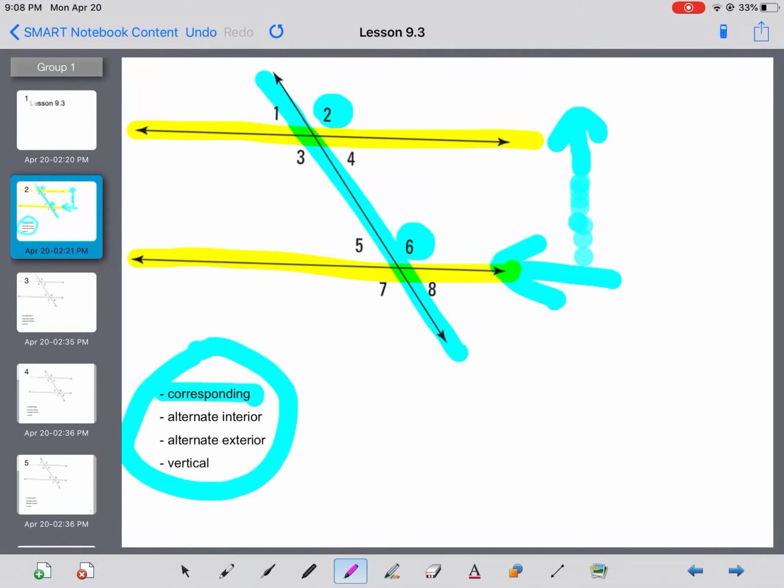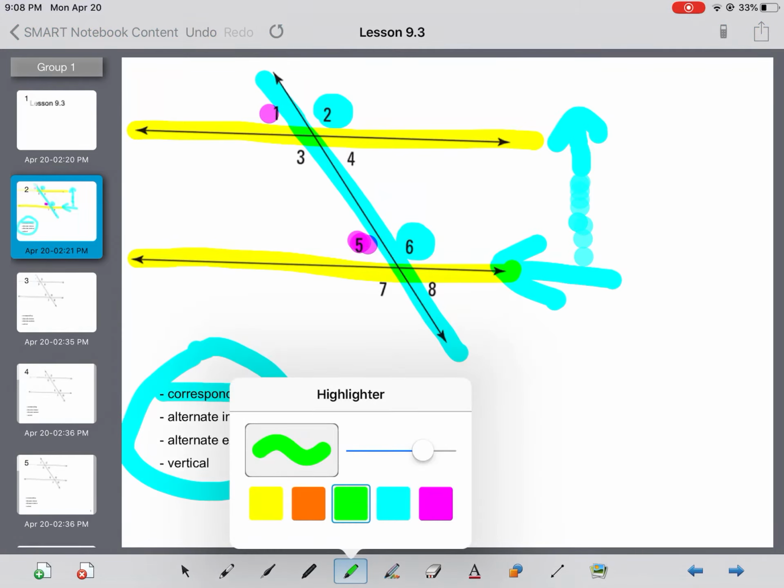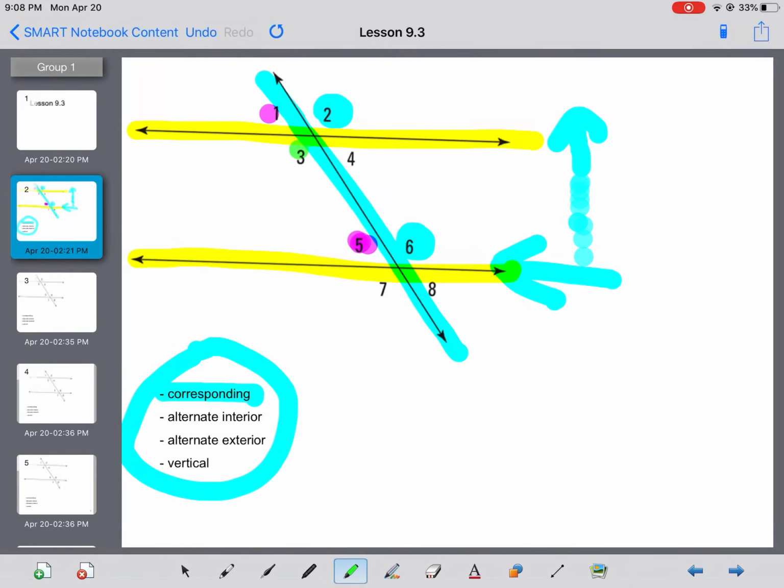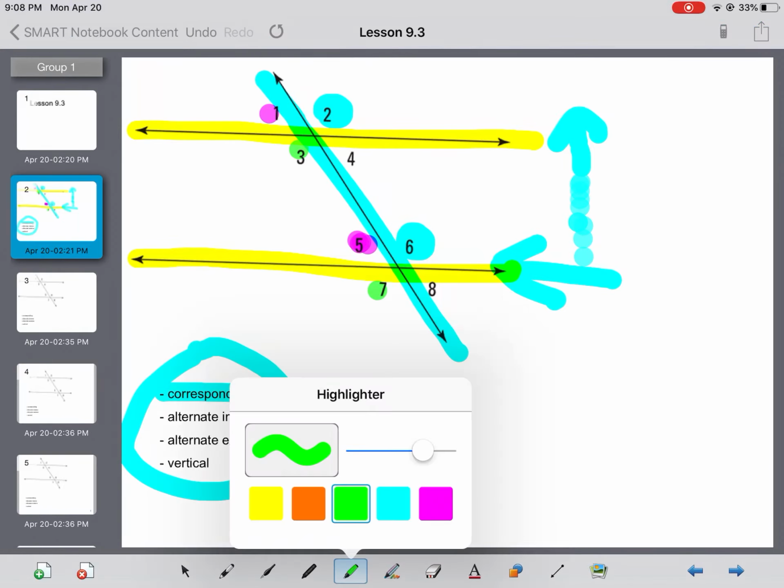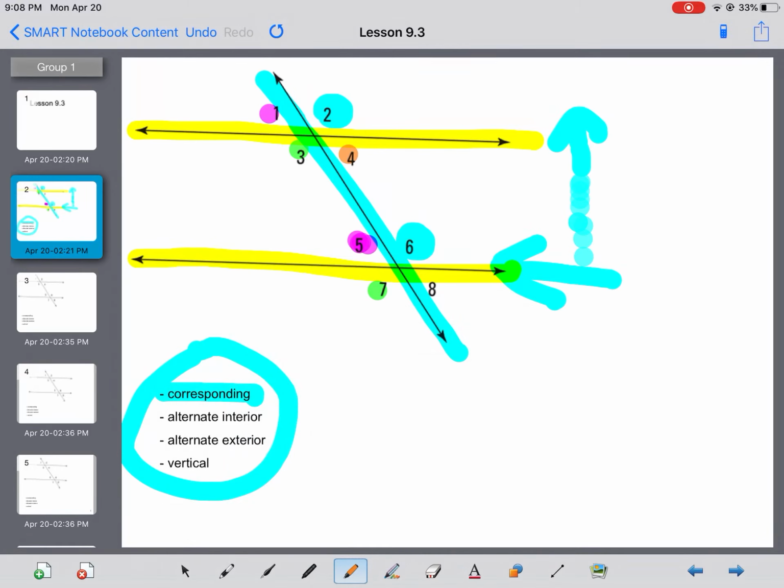Other corresponding angles are 1 and 5. Those ones correspond. Then we have 3 and 7. And then finally we have 4 and 8. Okay, so corresponding angles, think of those ones as being the ones that shift up next towards each other.